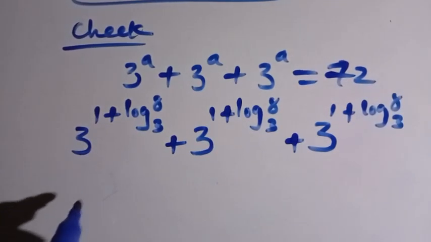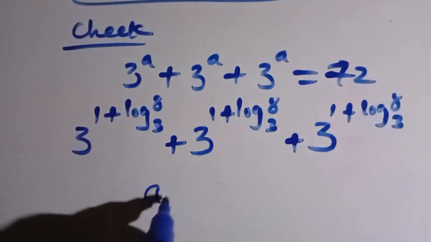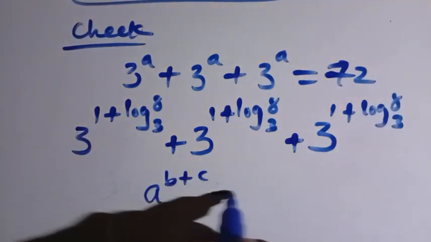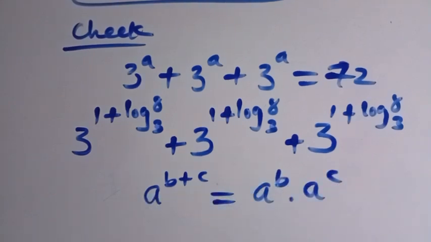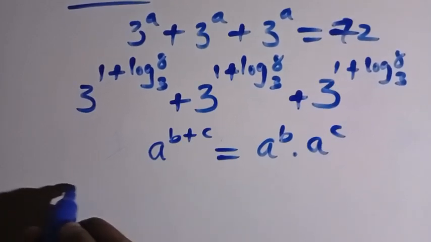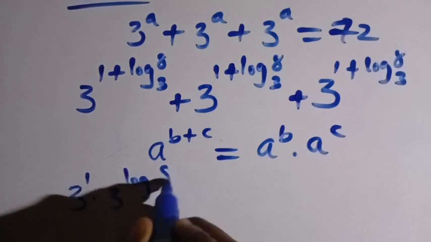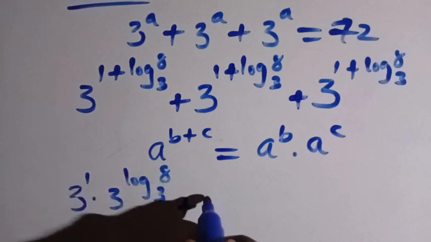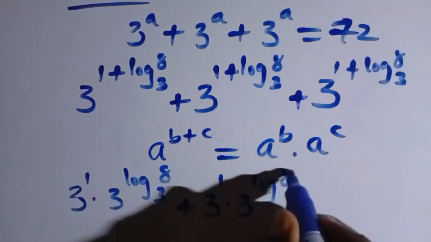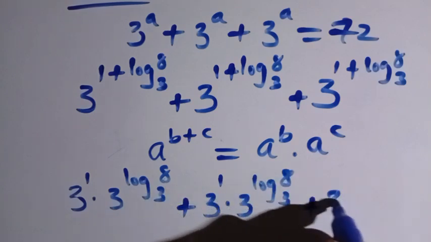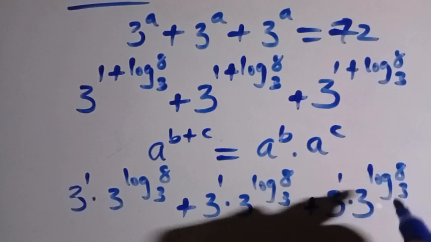When we separate this, we use the rule that a raised to the power b plus c is just like a raised to the power b multiplied by a raised to the power of c. By applying it, we have 3 raised to the power of 1 multiplied by 3 raised to the power log 8 base 3, plus 3 raised to the power 1 multiplied by 3 raised to the power of log 8 base 3, plus 3 raised to the power 1 times 3 raised to the power of log 8 base 3.